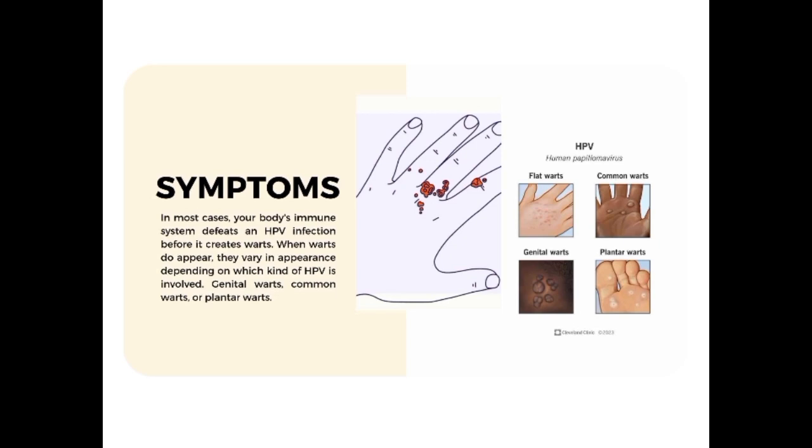In most cases, HPV can be defeated by the body's immune system before it even creates warts. If warts do appear, they vary in appearance depending on which kind of HPV is involved: genital, common, or plantar warts. Others also have warts appearing on their throat, but this is very rare. Cancerous HPVs usually take about 15 to 20 years before they show symptoms.